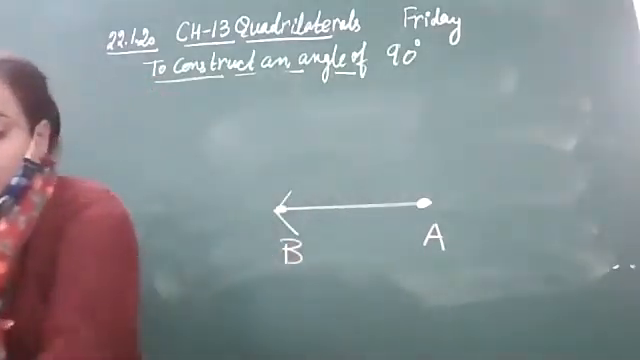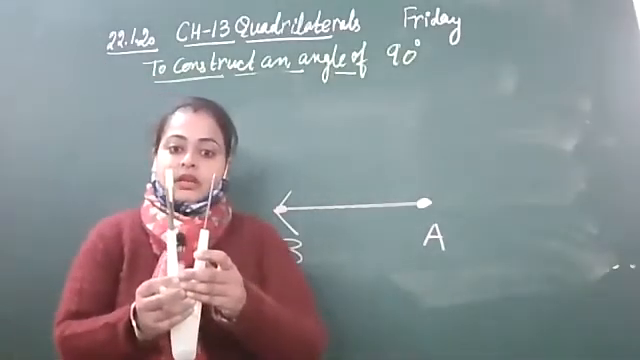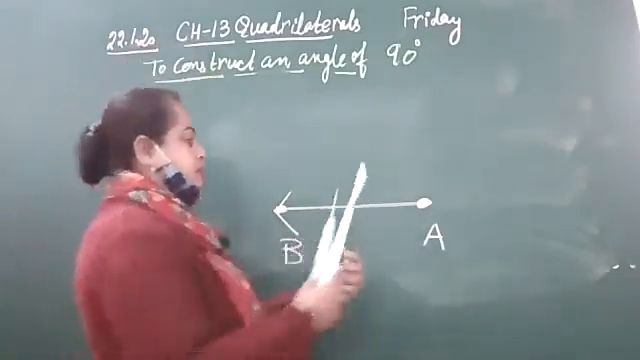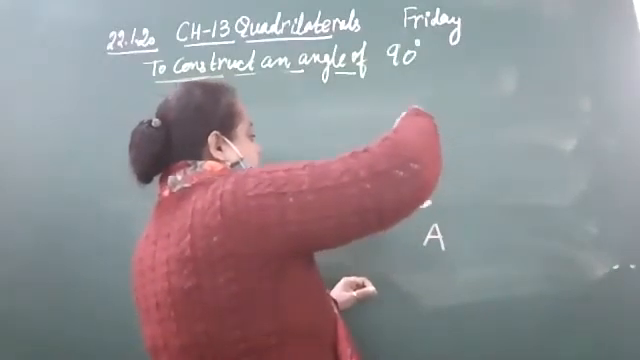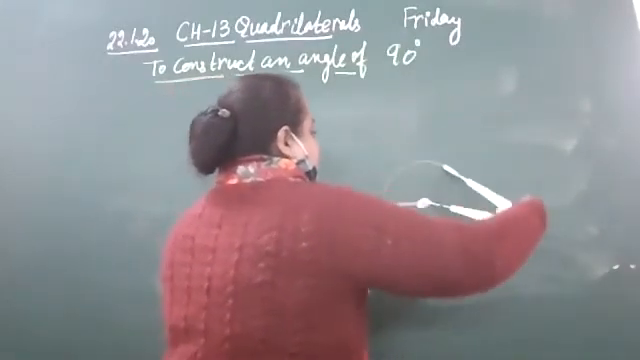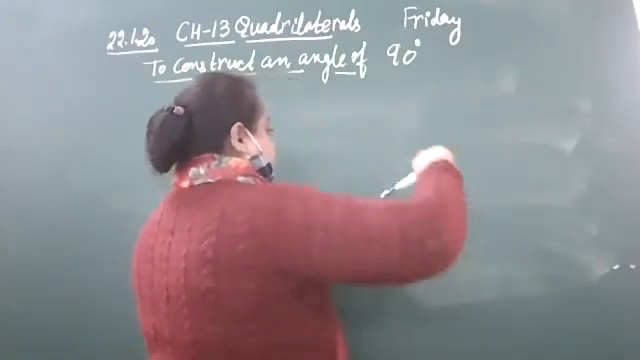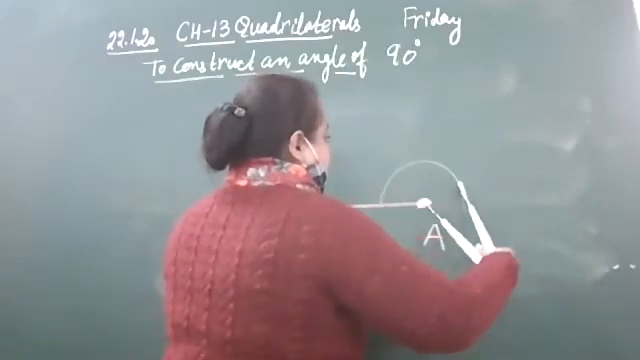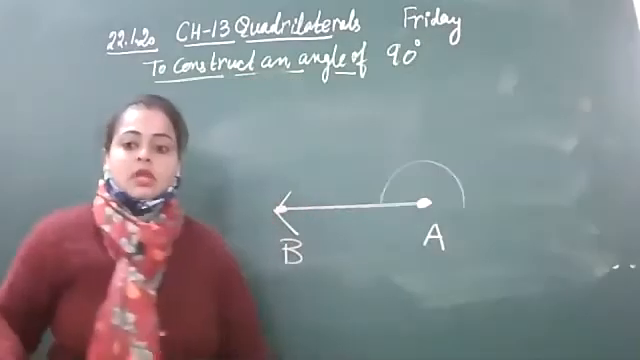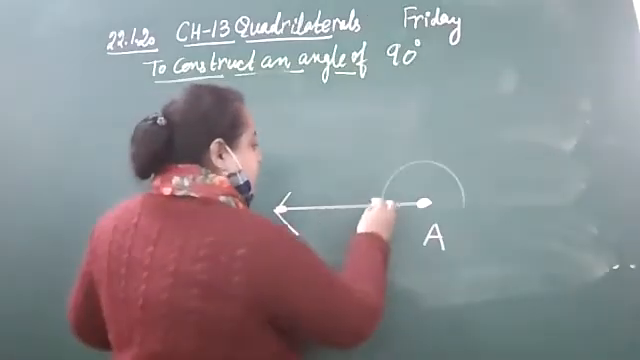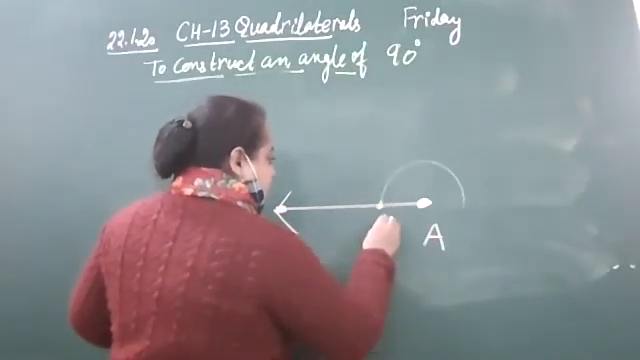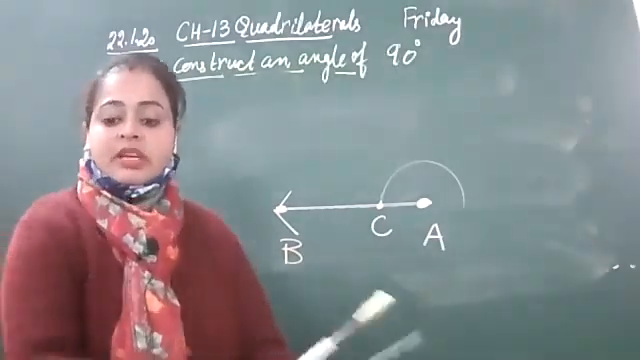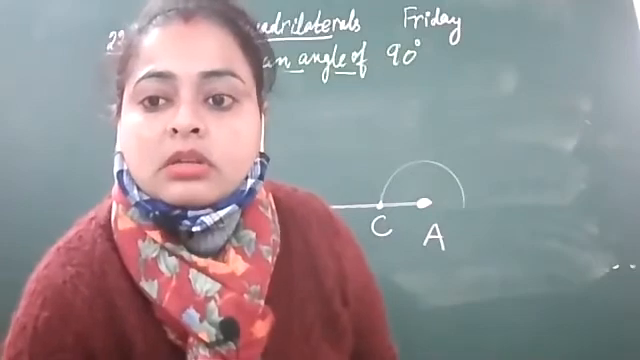Same, open your compass. Fine. Open your compass and draw a semicircle from A. From A. From here. Now you will get point C here. अब आपको C इस साइड मिलेगा. Rest of the steps are same.